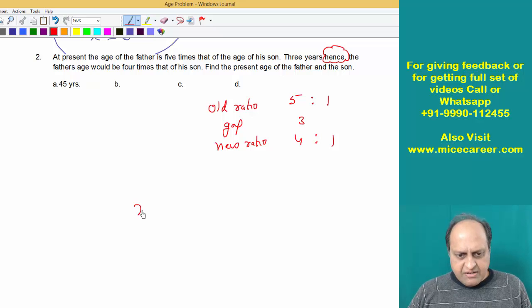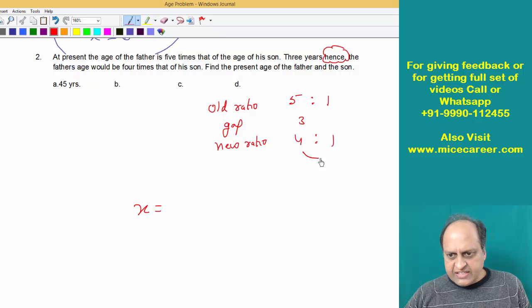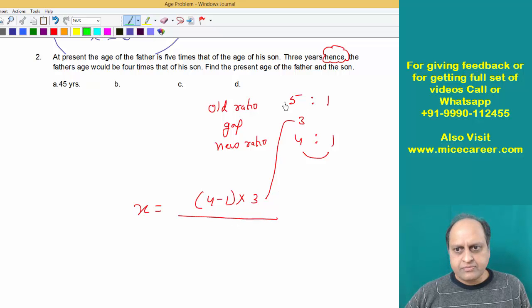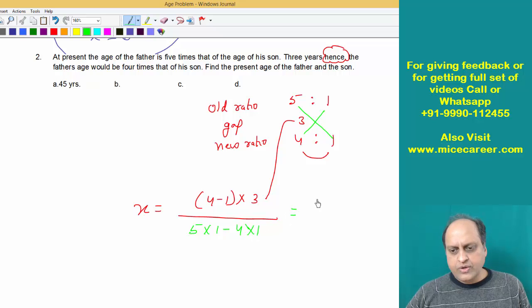Very easy. Find out x. How come? Take the difference. I am writing it. You can do it orally. Multiply with gap. Divide with cross multiplication. Difference of cross multiplication: 5 into 1 minus 4 into 1. So you get 9 upon 1.